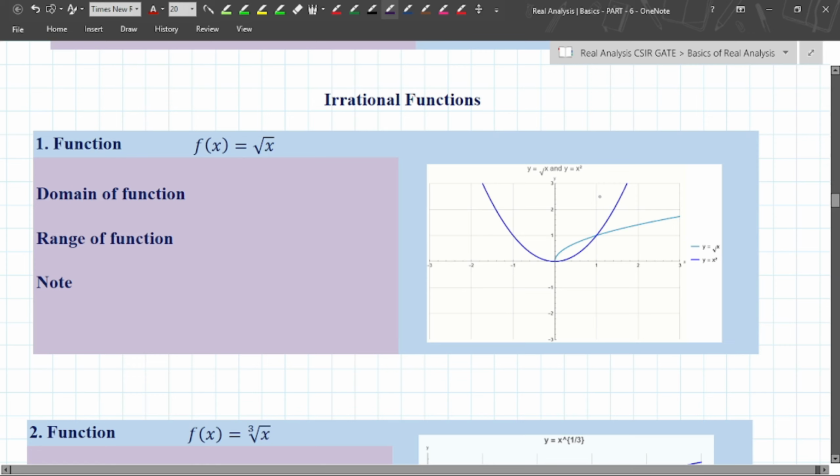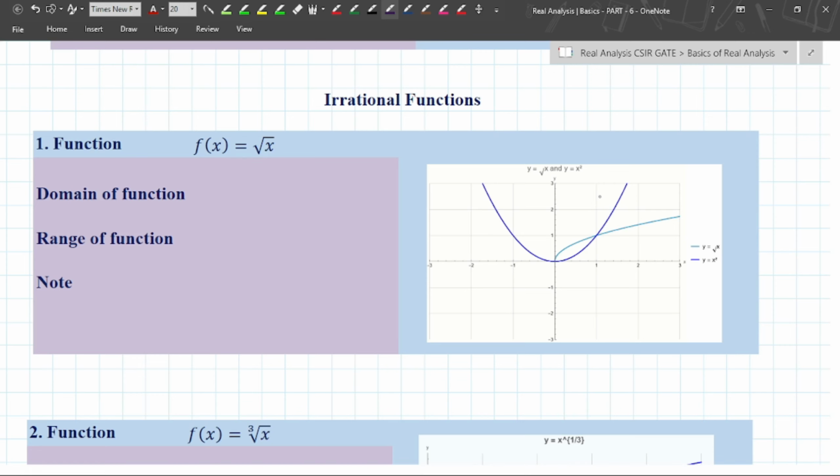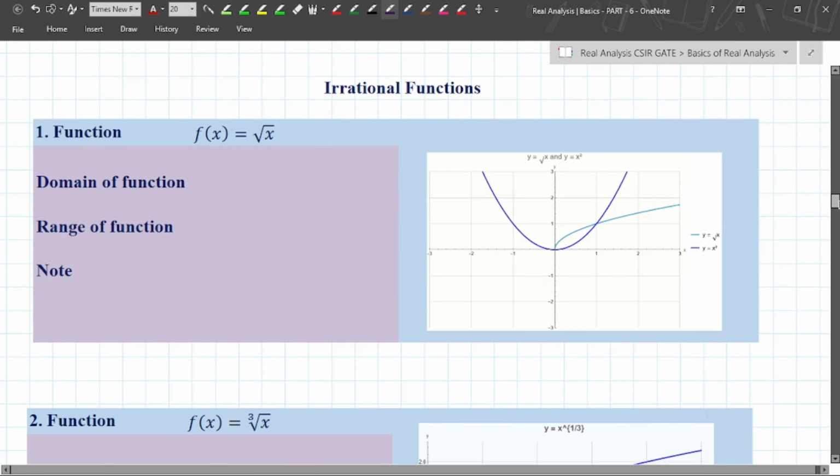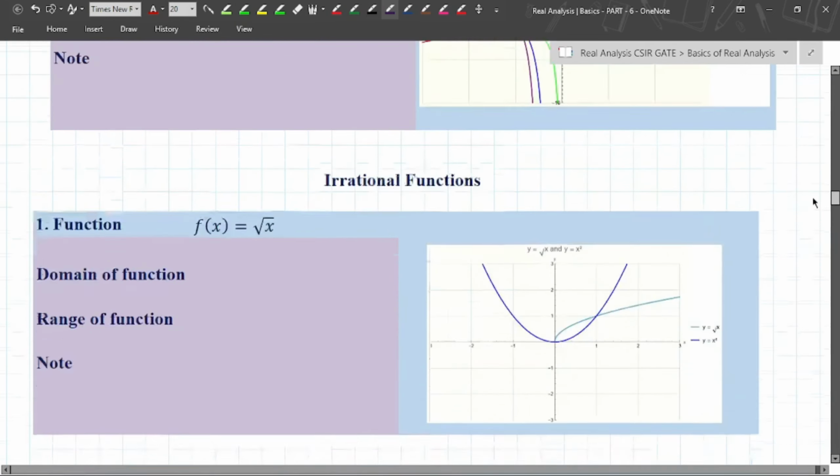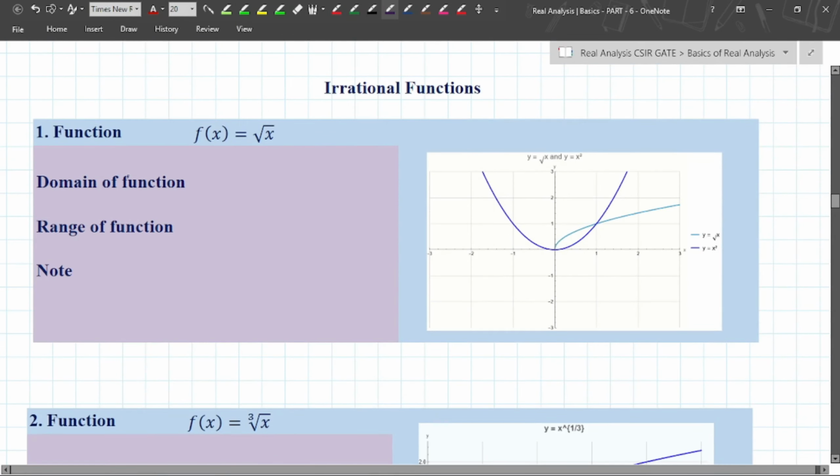Next we have rational functions and irrational functions. These are all rational functions. Next we will see irrational functions. An irrational function is something like root of x. Root of x will take only positive values, along with 0. So the domain will be positive with 0. It can also take 0, and at 0 it will be 0. So this is a comparison with x square: this is x square and this is root of x here.